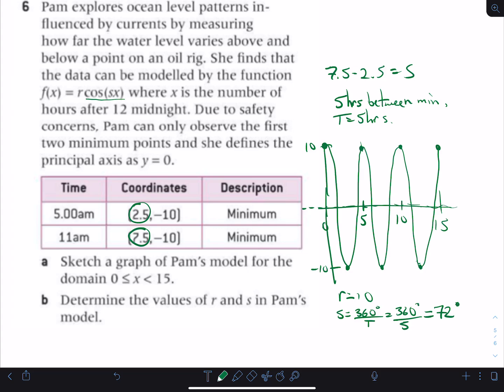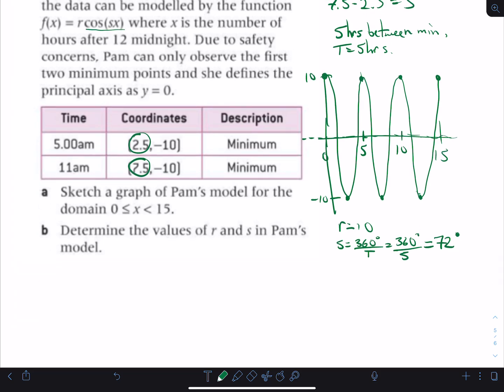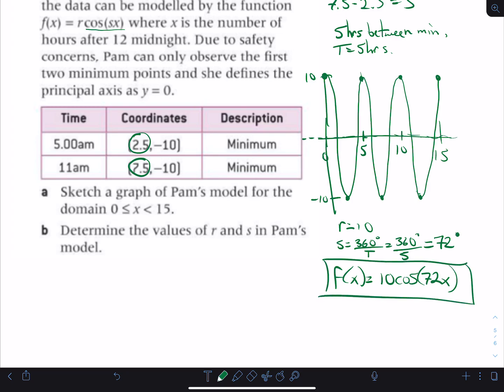Okay. So S is going to be 72. So this would be done by f of x equals 10 cosine 72x. That's because we're working in degrees. There you go. I didn't calculate D because they don't have one. It's not in their model. Anyway, I'm quitting there.